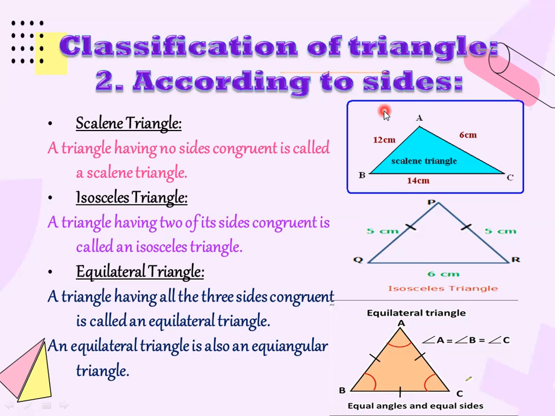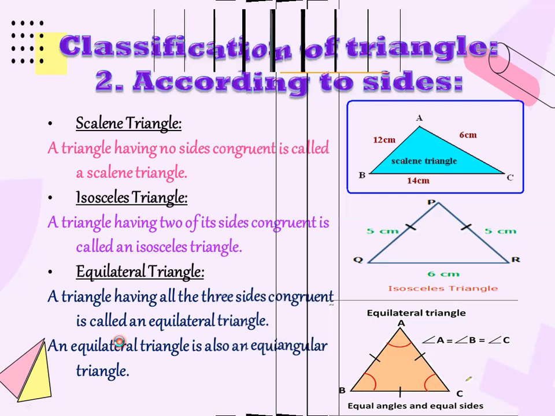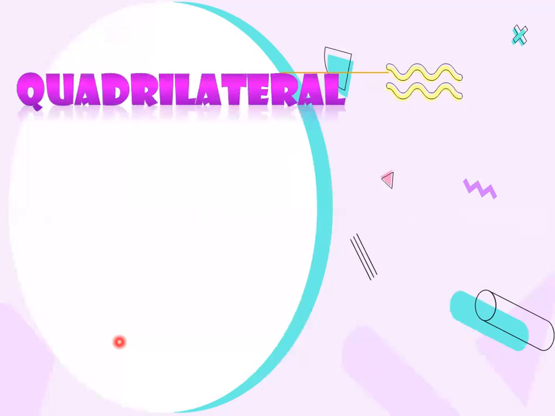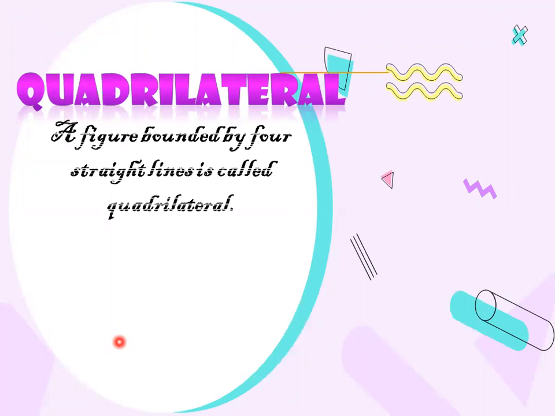So according to sides, there are three types of triangle: scalene triangle, isosceles triangle, and equilateral triangle. So the topic of triangle has ended here. Now we are moving towards the next topic, which is quadrilateral. Now this is a new one. So what is a quadrilateral?